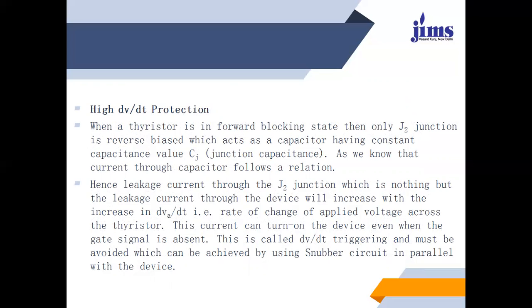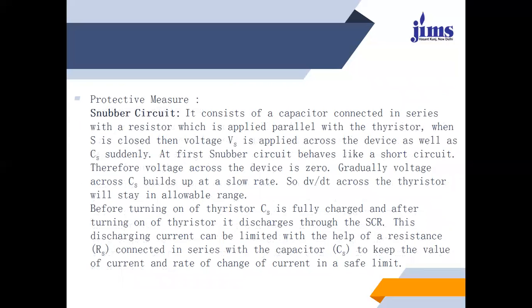That is the rate of change of applied voltage across the thyristor. This current can turn on the device even when the gate signal is absent. This is called dV by dt triggering and must be avoided, which can be achieved by using snubber circuits in parallel with the device. Next are the protective measures. A snubber circuit consists of a capacitor connected in series with a resistor, which is applied in parallel with the device.